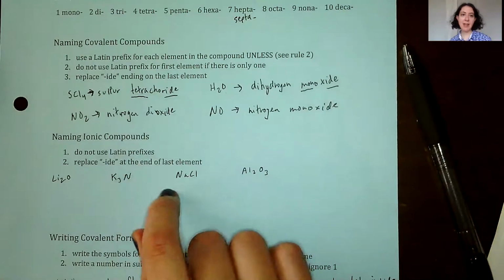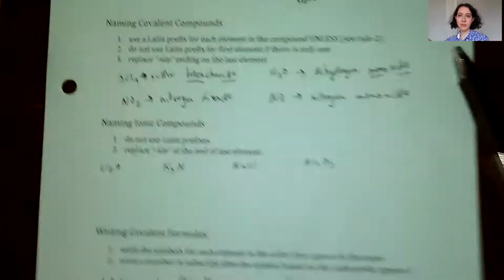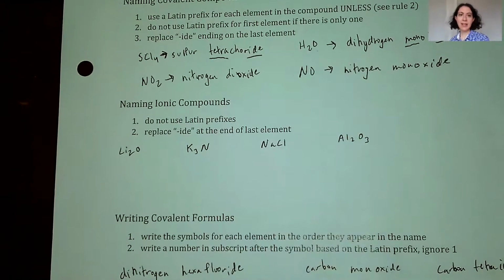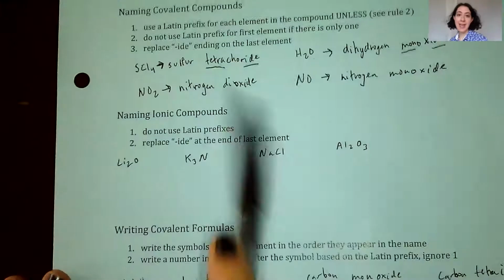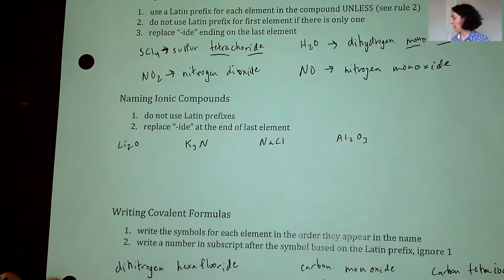If you look at your notes, we're still on the first page. We're here for naming ionic compounds. I have written down here 4 examples. I'll just zoom in just a little bit so you can see those just a little bit better. So Li2O, K3N, NaCl, and Al2O3.